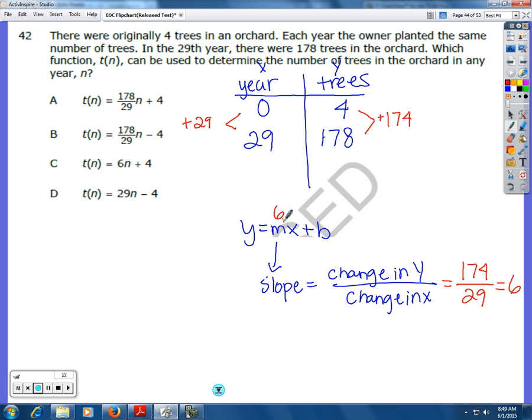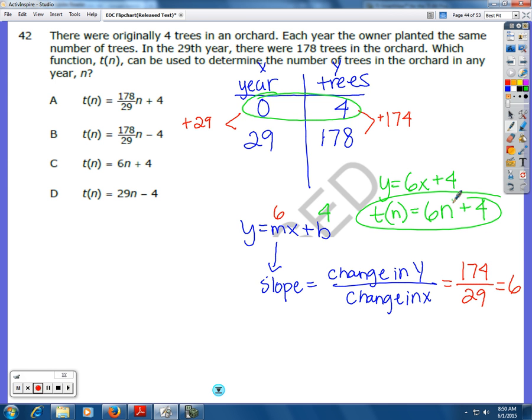Now, our y-intercept is whatever y is when x equals 0. And if you look here, when x is 0, y is 4. So that means that our y-intercept would be 4. So the correct equation would look like this. And when we rewrite it in the terms that they give us, that means the number of trees based on the year is 6 times the year plus 4. And we see that answer over here.